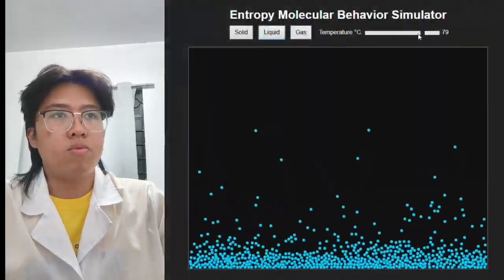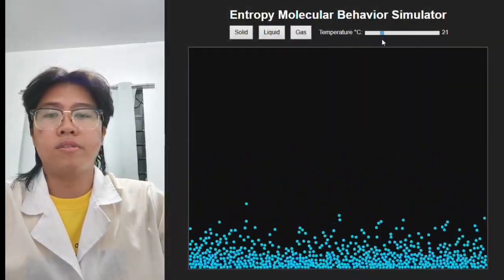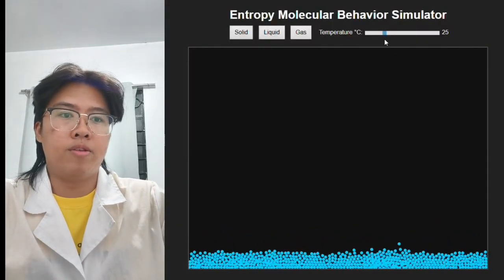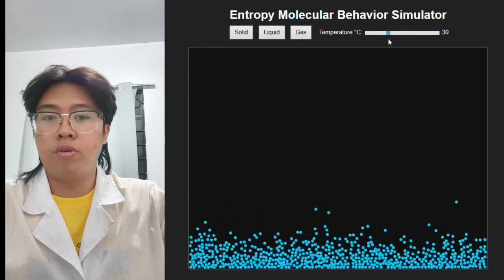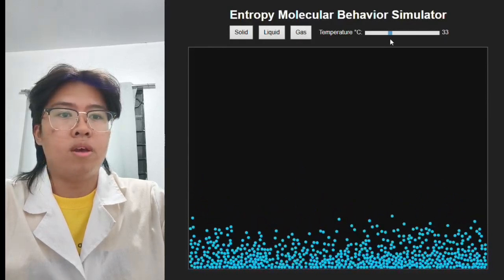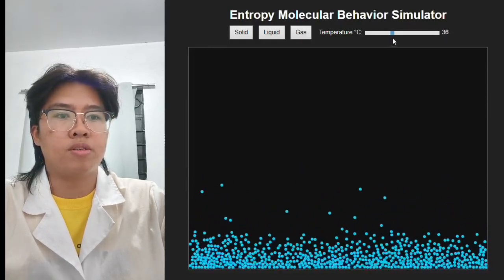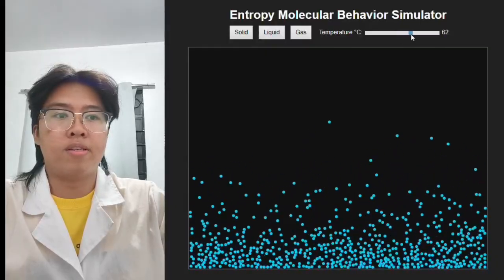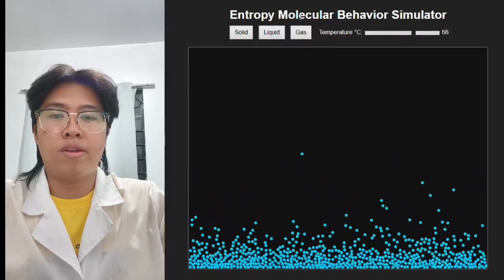Now, we go to the liquid. As you can see, in the liquid, atoms are able to slide past one another. And with the increase of temperature, entropy rises and you can see each molecule or atom going much faster and more random in movement.